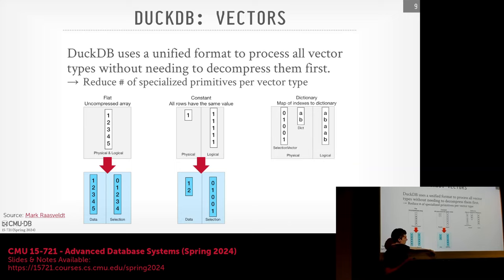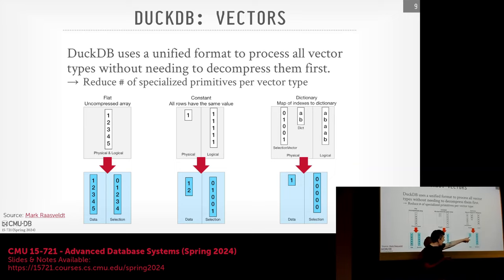Sorry, that's constant. For the constant one, I have a single value as my data as if it was a dictionary, and then here's the selection vector, which is all zeros because they're all pointing to the same one. And then the dictionary one is basically the same thing. So even though they have different compression schemes for these three different vector types, the sequence ones I think always have to unroll into the flat one. But all this looks the same now, and you have a primitive that operates exactly on this data, you don't have to do any extra memory copying, and you get the benefit that if it's constant, you're passing along less data than before.